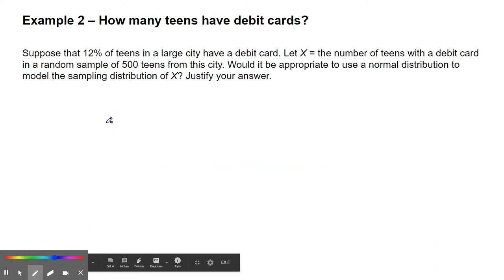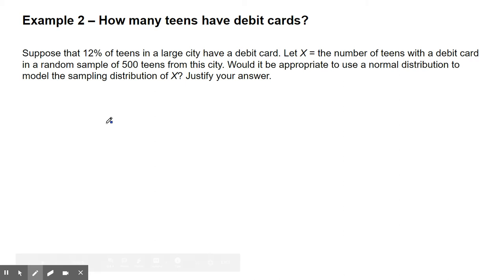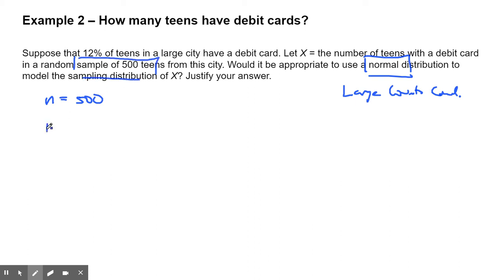Here we go. Suppose that 12% of teens in a large city have a debit card. Let X equal the number of teens with a debit card in a random sample of 500 teens from the city. Would it be appropriate to use a normal distribution to model the sampling distribution of X? Justify your answer. In order to see if it's going to be normal, we have to use the large counts condition. First is N times P. We have to identify what N is. N is your sample size, 500. P is your proportion, the percentage they give you, 0.12.